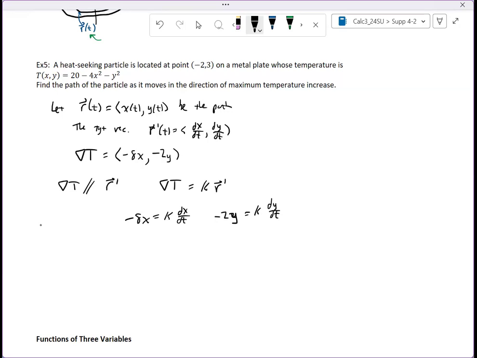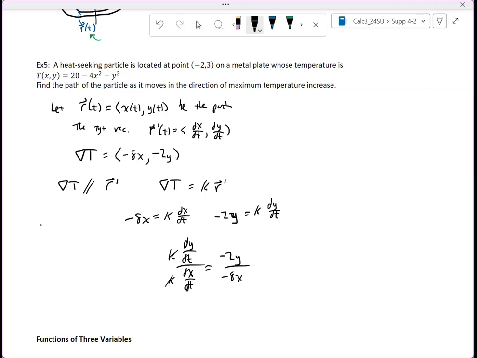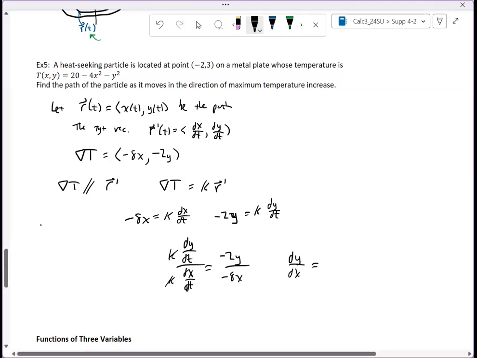If I take the quotient of these two, I get dy/dt over dx/dt. I would get a k in each of these, but then it divides out. And that gives me negative 2y over negative 8x. But I also note that dy/dt over dx/dt, well, I can eliminate the parameter there and just get dy/dx equals y over 4x.